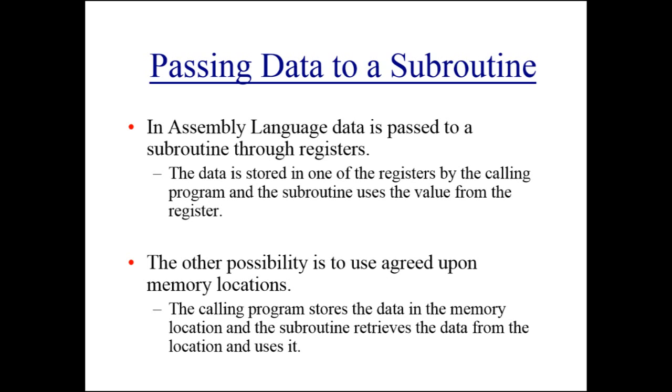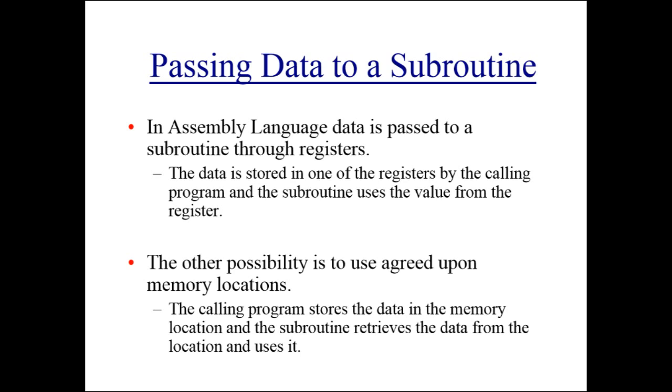Now the question arises: how is data passed to a subroutine? In assembly language, data is passed to a subroutine through a register. The data is stored in one of the registers by the calling program, and the subroutine uses the value of the register. Another possibility is to use agreed upon memory locations. The calling program stores the data in the memory location, and the subroutine retrieves the data from the location and uses it.